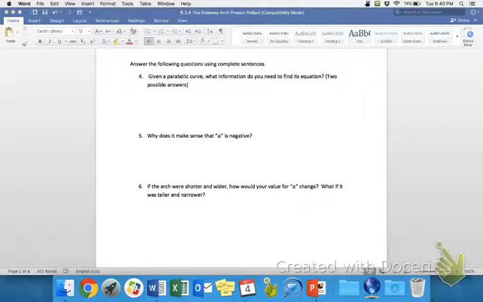For 5, we're talking about why does it make sense that a is negative. So in this last problem, my a was negative 2 over 315. Think about what a negative does out front, what transformation it does to your graph, and think about if it wasn't there what the arch would look like in real life.